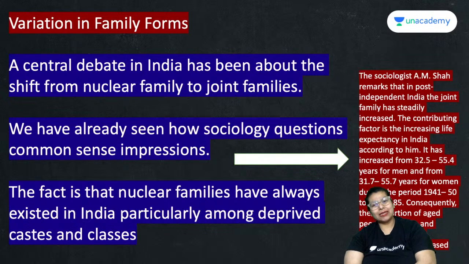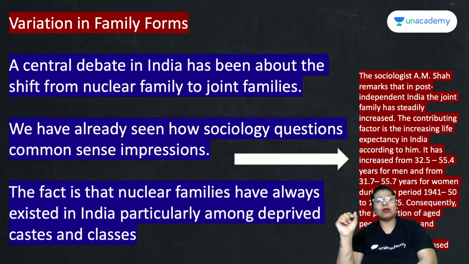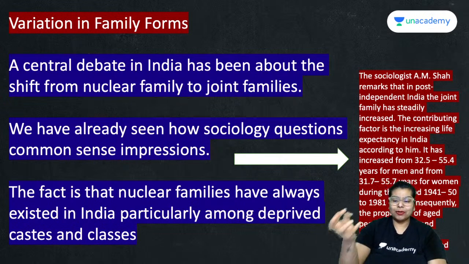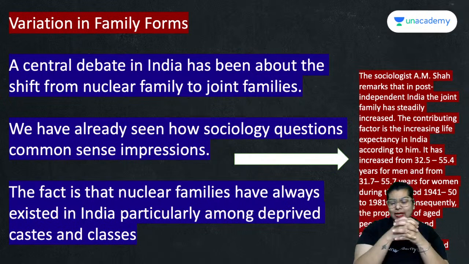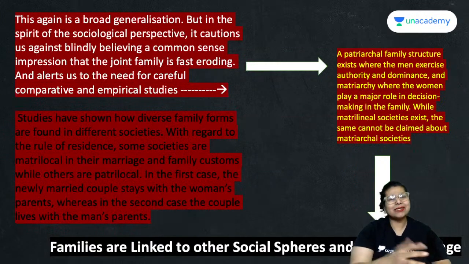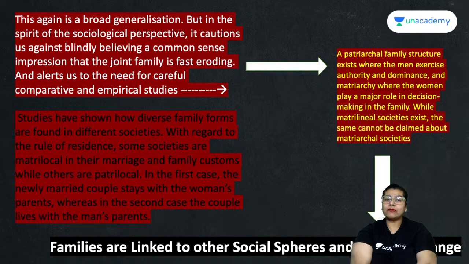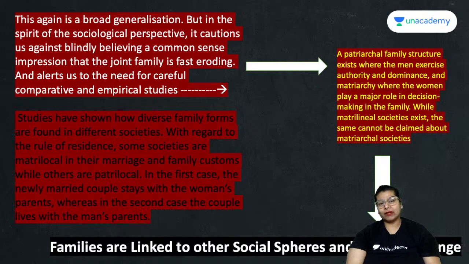Sociologist A.M. Shah remarks that in post independent India, the joint family has steadily increased. The contributing factor, according to him, is the increased life expectancy in India. It has increased from 32.5 to 55.4 years for men, and from 31 to 55 years for women during the period 1941 to 1950 and 1981 to 1985. Consequently, the proportion of aged people of 60 years and above in the total population has increased. They feel that this is a kind of unity where things go more systematically, and are economically more sound. This is again a broad generalization, but the spirit of the sociological perspective cautions against blindly believing the common sense impression that the joint family is fast eroding, and alerts us to the need for careful comparative and empirical studies.